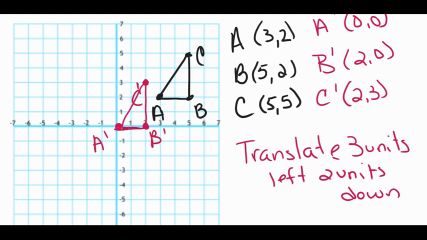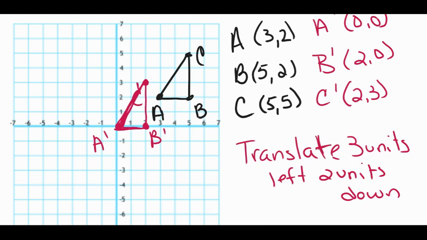When I make the shape, notice that the shape looks the same. Okay, I actually drew it a little bit different because my line's not too straight, but it should be the same shape. They're both a right triangle with a base of 2 and a height of 3. And it's exactly the same. It's just slid down and to the left.